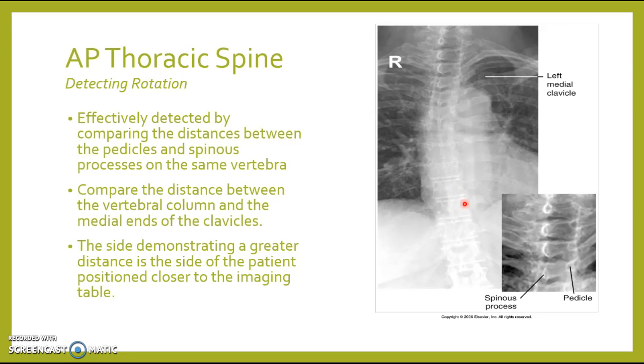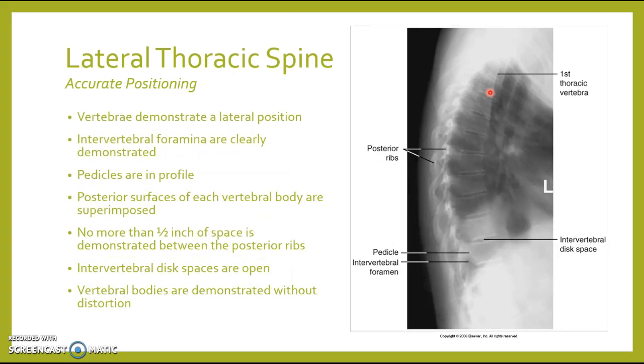Rotation is effectively detected by comparing the distance between the pedicles and the spinous processes of the spine. Compare the distance of the medial end of the clavicle to the spine. The side demonstrating the greatest distance is the side that the patient is positioned closer to. So we see a great deal of distance between the left clavicle and the vertebral column. This means that the patient was rotated towards the left.